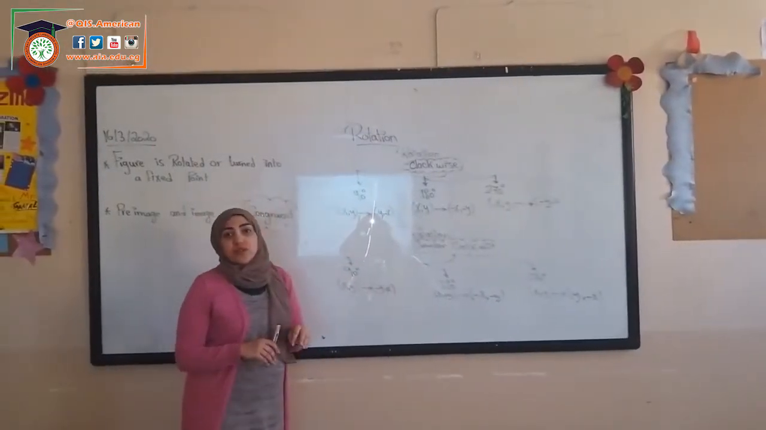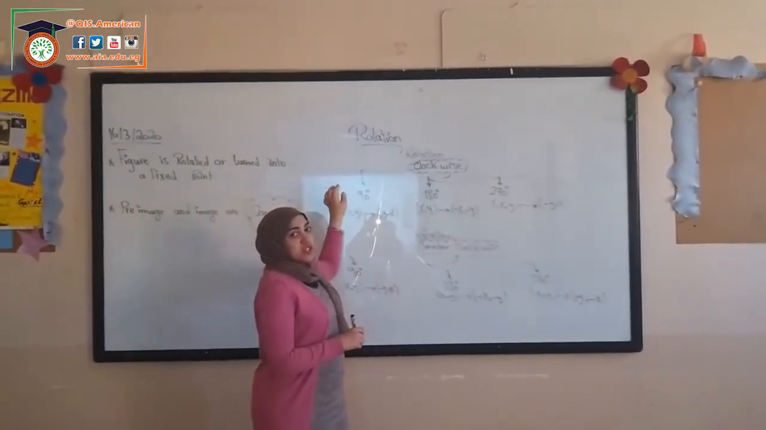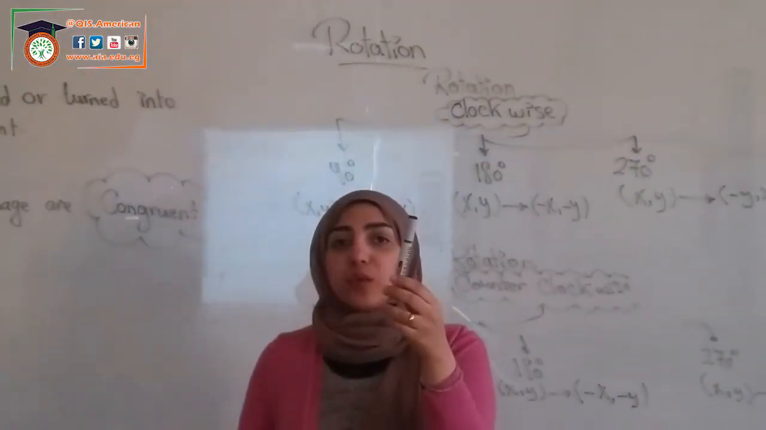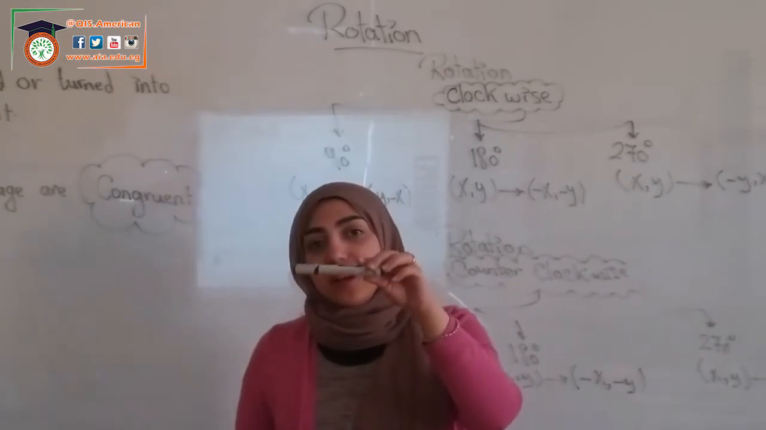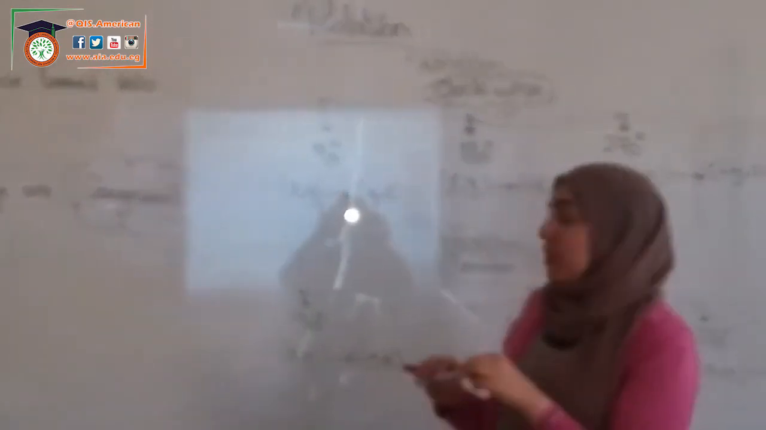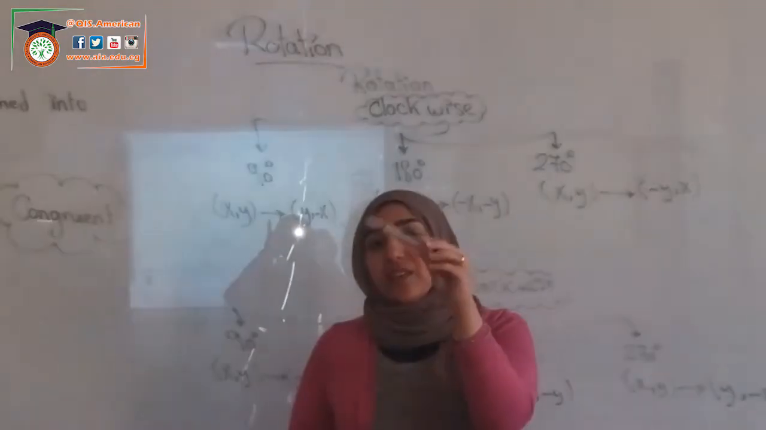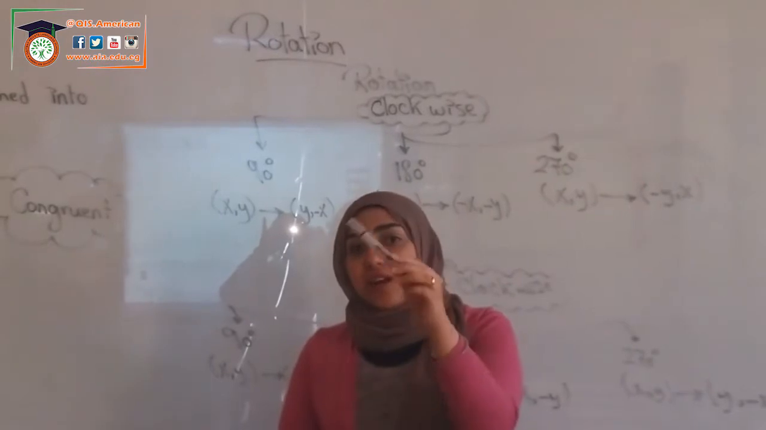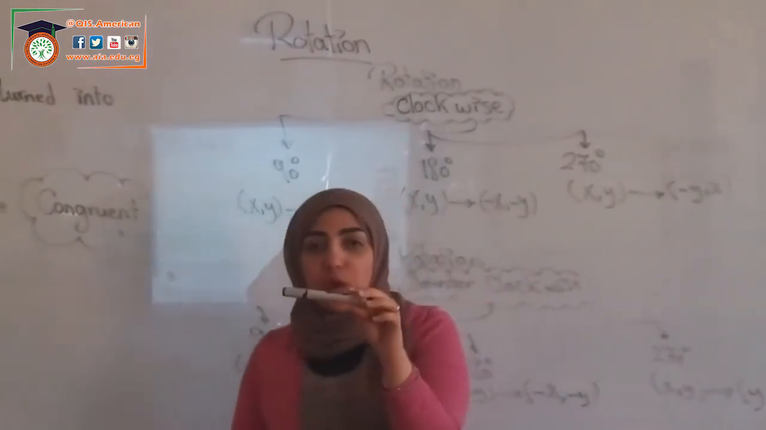The third type of transformation is called rotation. Do you remember when we take the pen, the marker we have? If I rotate it like this, how many degrees did I rotate? It's 90 degrees. Then if I rotate like this, is it clockwise or counterclockwise? It's like the clock, so we call it clockwise.